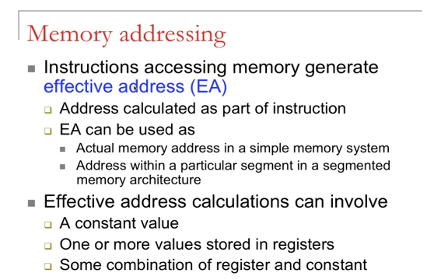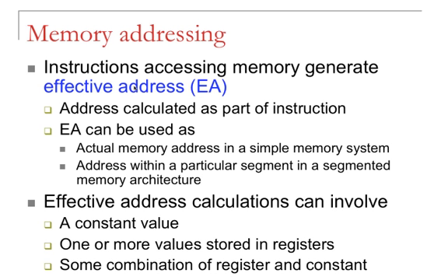The effective address can be used as the actual memory address in a simple memory system, or it can be used within a particular segment in a segmented memory architecture, which we will talk about, because that's one unique characteristic of the x86 architecture. The effective address calculation can involve a constant value, for example, 1, 15, or 256, and one or more values stored in registers.